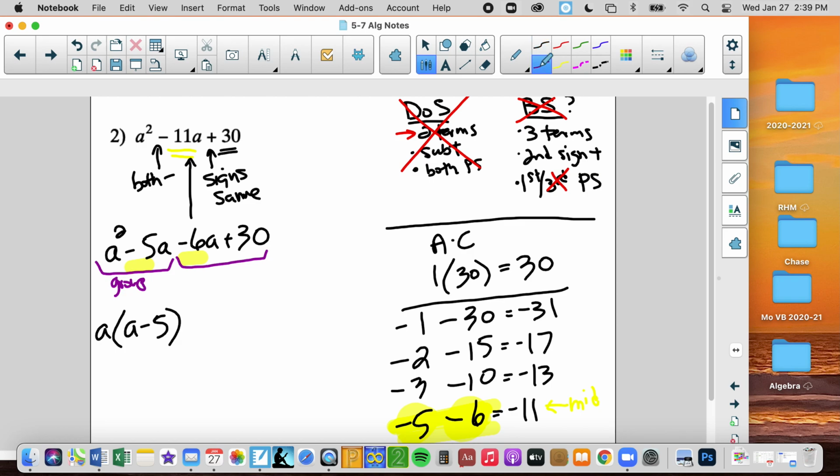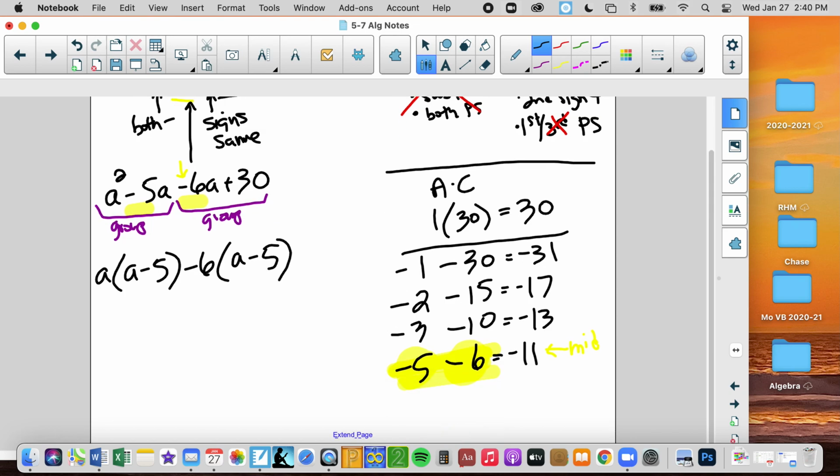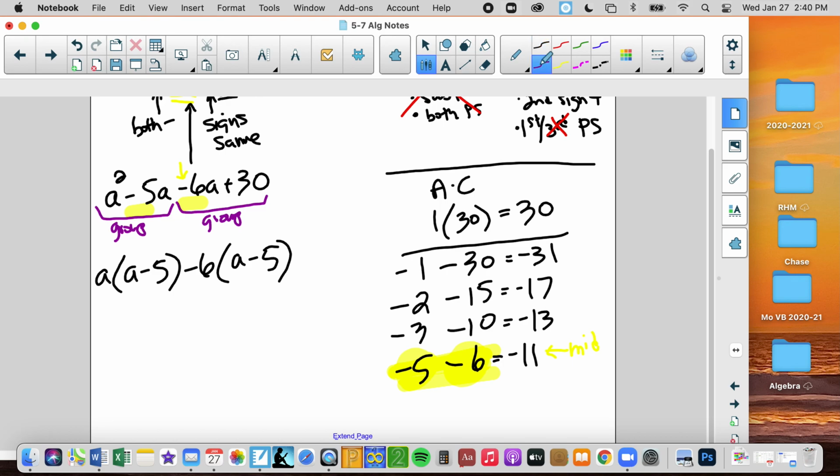Now I'm going to look at the second group, and I'm going to factor out the greatest common factor of that. One thing that I should recognize is that my first term is negative. So I need to find a greatest common factor of negative 6a plus 30, and I need to factor out a negative of that. I can factor out a negative 6. If I divide negative 6a by negative 6, I get a. Divide 30 by negative 6, I get negative 5. And I know I did it correctly because these two parentheses are the same.